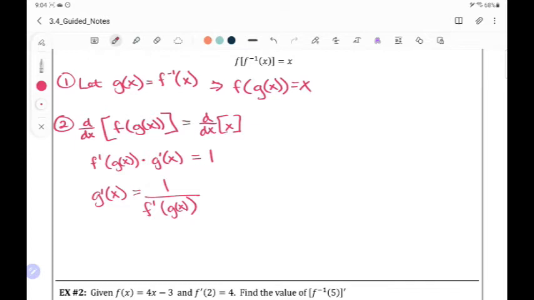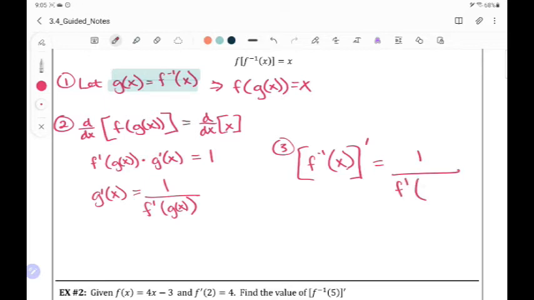Now let's go back and plug in our notation. Remember right here we said g of x equals f inverse of x. So let's rewrite this final answer that we got here, the derivative. We found g prime of x. That's what we were looking for. Because what does that tell us? F inverse of x prime, the derivative of f inverse of x, equals 1 over f prime of f inverse of x.